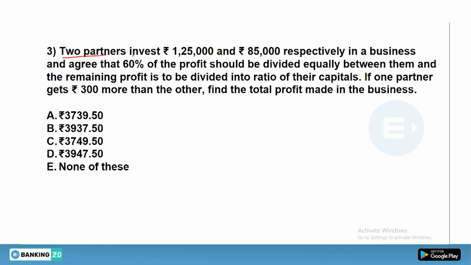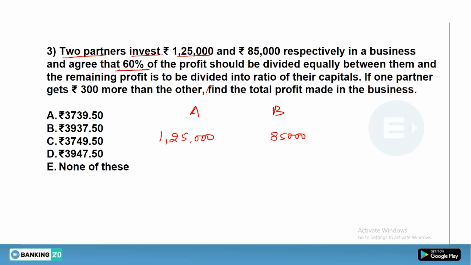Okay, let's see. Two partners invest 1,250. That means 125,000. Let's say two partners A and B were there, and A invested 1,25,000, B invested 85,000.